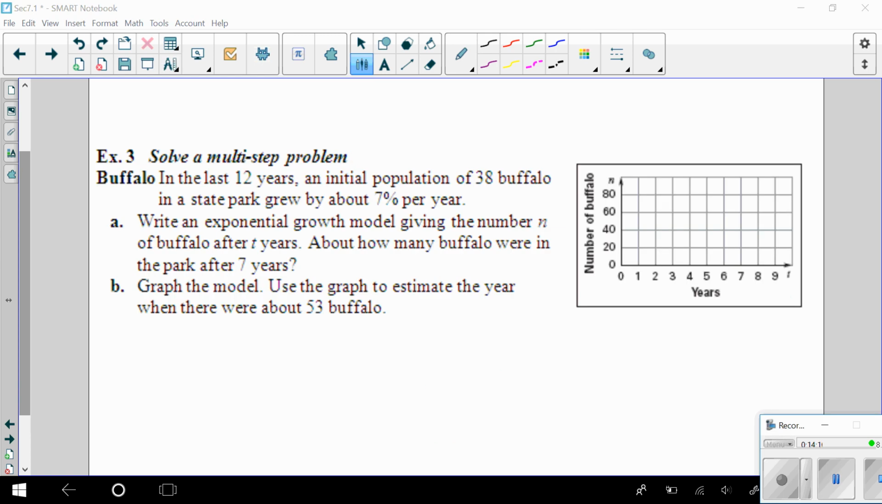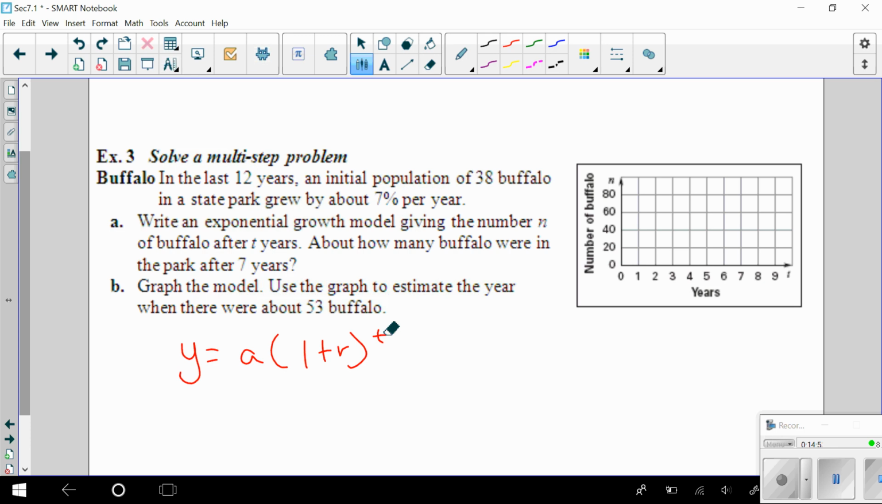All right, this next example is about solving a multi-step problem. In this multi-step problem, you're looking for an exponential growth function. In general, if we have a quantity that's increasing by a fixed percent for a time period, the quantity after t years, so after some amount of time, we're going to use the model y equals a times 1 plus r to the t power.